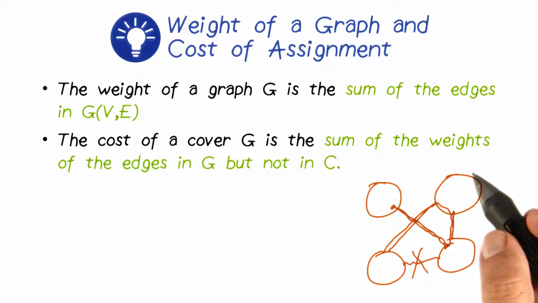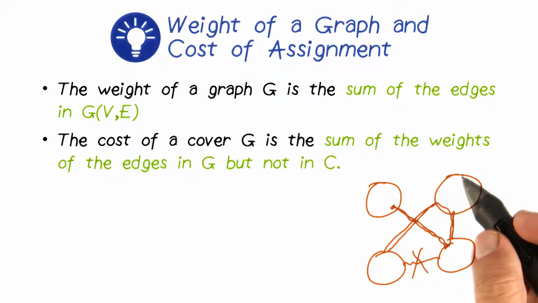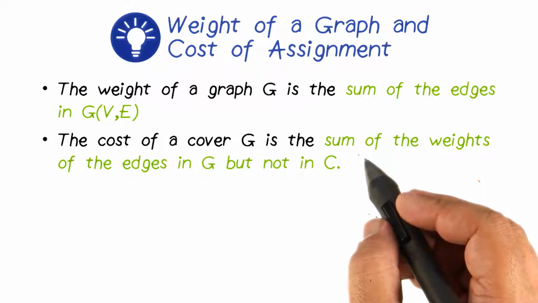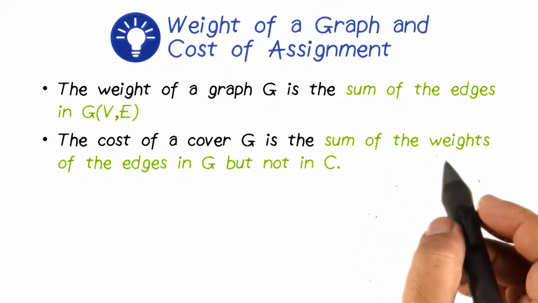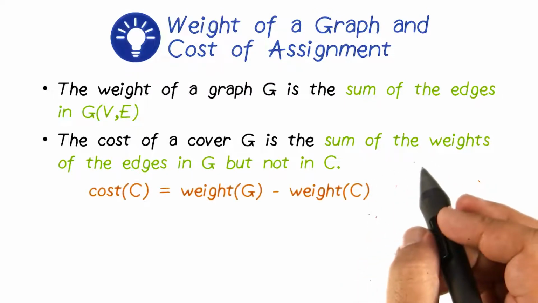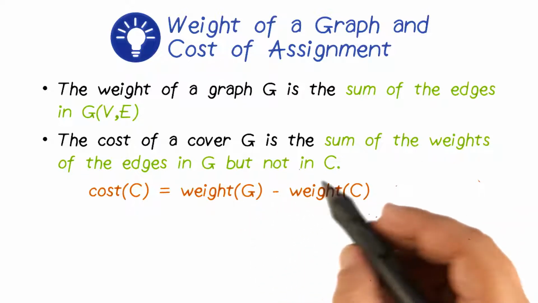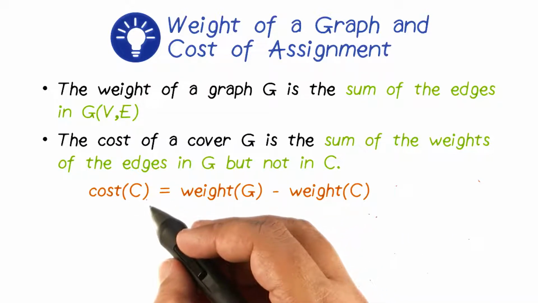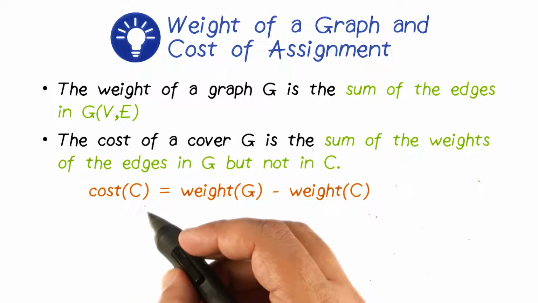For different types of graphs, different possibilities of covers exist, and the one which maximizes the weights is the best cover for that graph as far as our problem is concerned. Now let us look at the cost of a cover. This consists of the sum of the weights which are not in the cover, which are left out. So the cost of the graph, for example, is the total weight of the graph minus the weight of the cover. That tells us the total cost of the edges which are not participating in the graph, and that is called the cost of the cover.